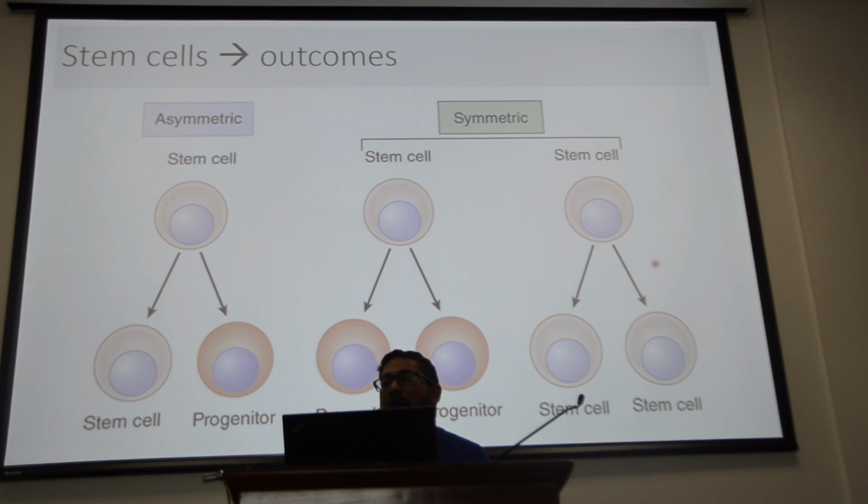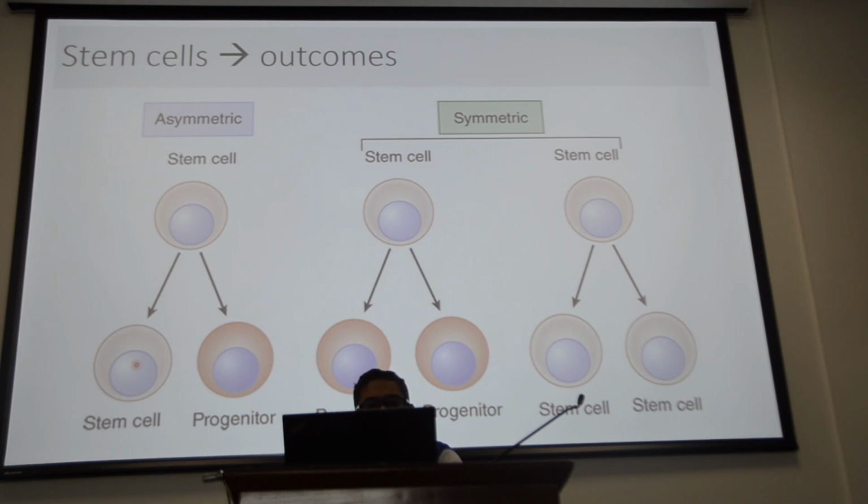Alternatively, you can be exposed to irradiation of a part of your body and you lose your stem cells. Because of that loss, your stem cells can go into more symmetric division where they give rise to more stem cells because they need to simply repopulate the environment.